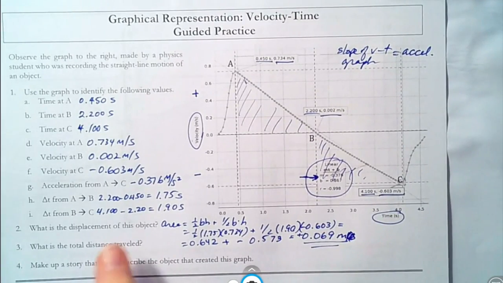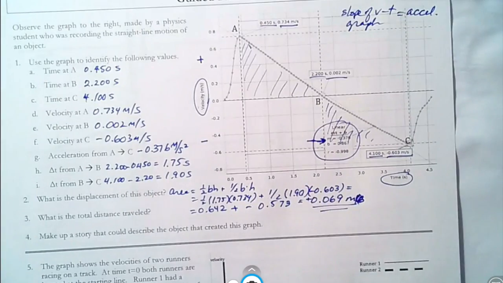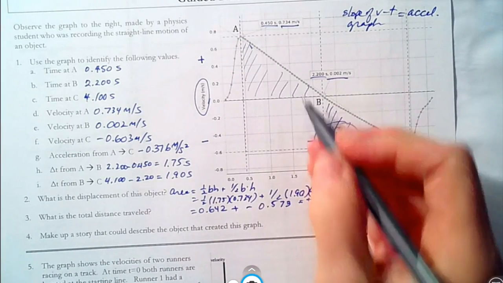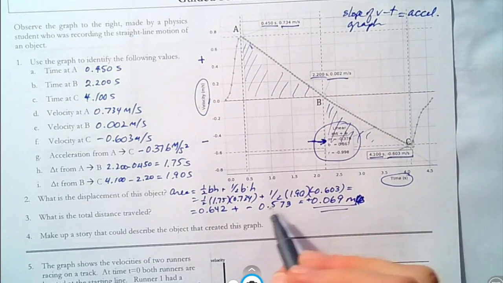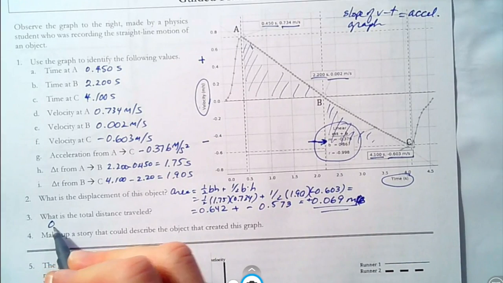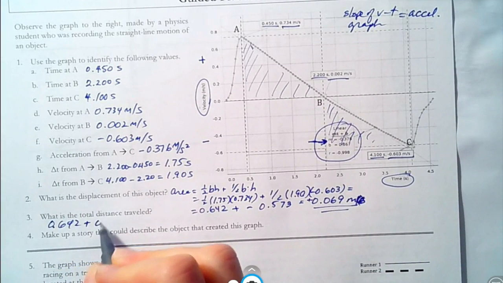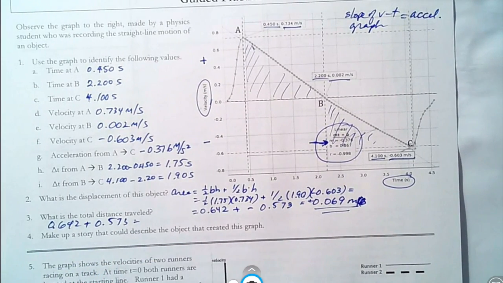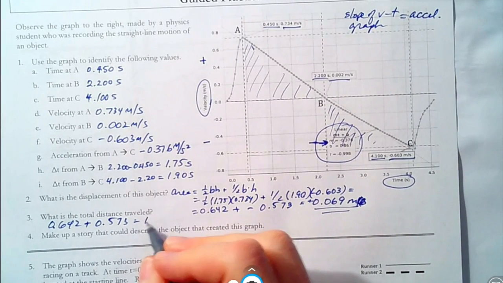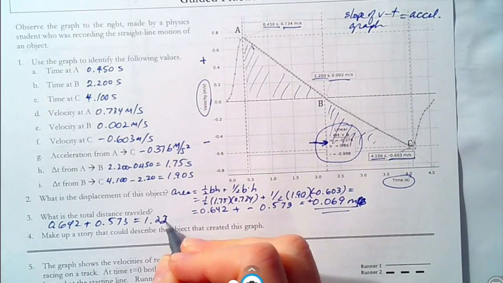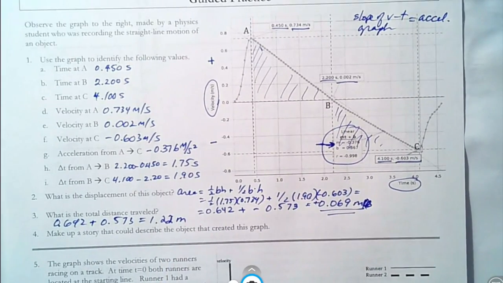The distance traveled is going to be the absolute value of these segments, right? The total distance here and the total distance here without dealing with the negatives. So you would do 0.642 plus 0.573, which would give you 1.22 meters as your distance traveled.